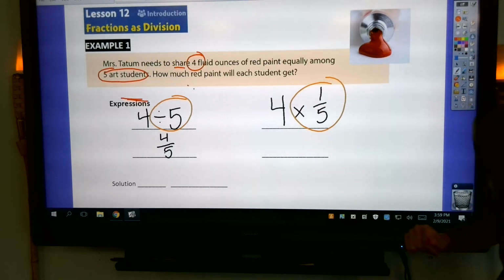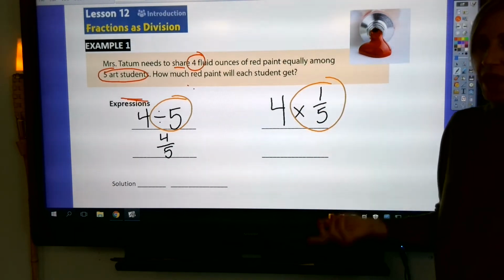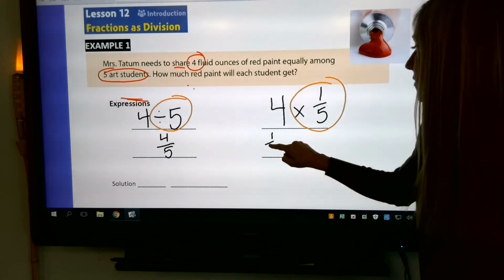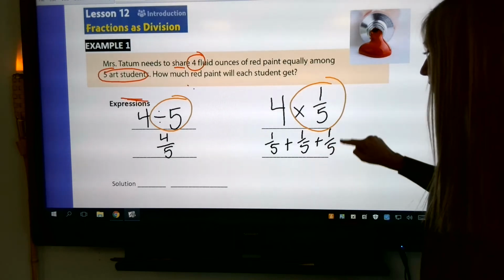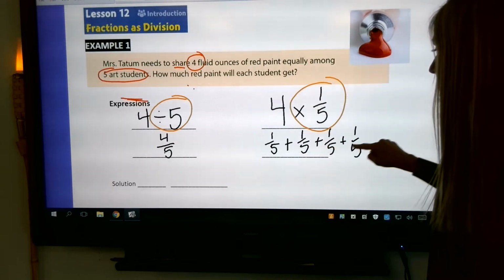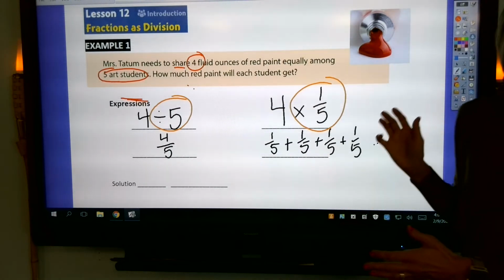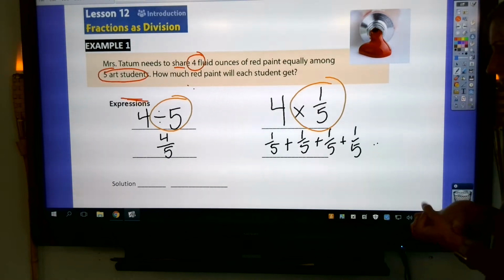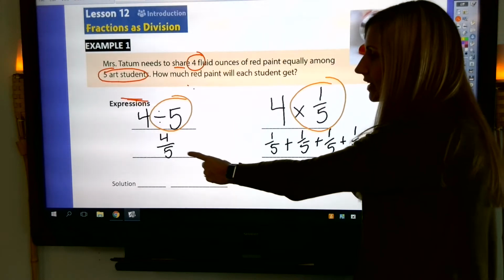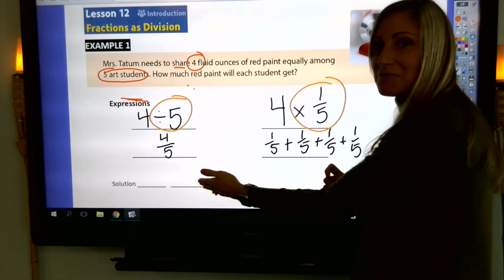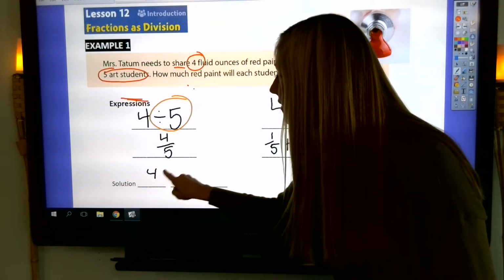So what would the other one be? Well, this kind of helps you out now. If I have 4 of 1/5, I can do another expression that is 1/5 plus 1/5 plus 1/5 plus 1/5, because it's repeated addition. 4 groups of a fifth, right? All of them equally in the same thing, and this is where it's really interesting, is that if I make my expression as a fraction and it's not improper, that is my answer. Each person's going to get 4/5 of paint.